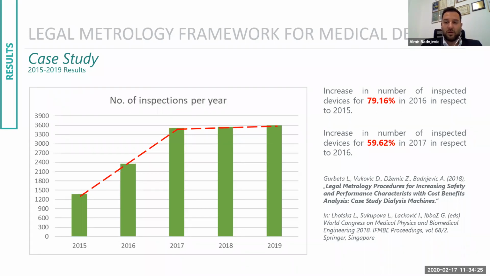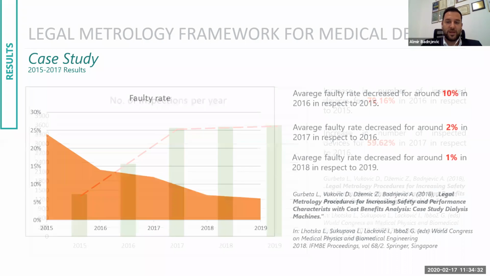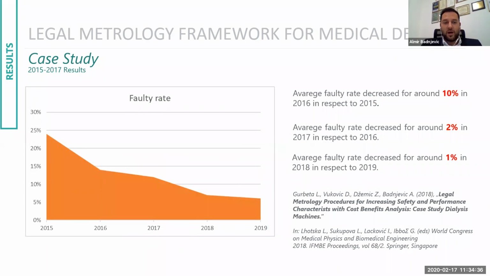After 2 years, this number is much more, around 3,600. From year to year at the beginning, we had a pretty big increase in those inspected devices. But what is more important, we decreased the faulty rate of medical devices. You can see that the average faulty rate decreased by about 10% in 2016 compared with 2015, then by about 2% in 2017 with respect to 2016. But it is important to see that this 2% is now on a much bigger amount of data.